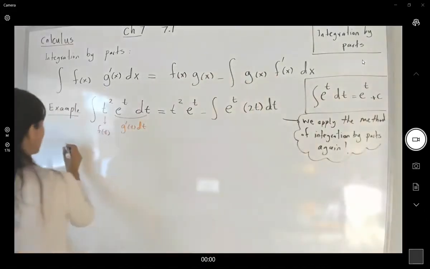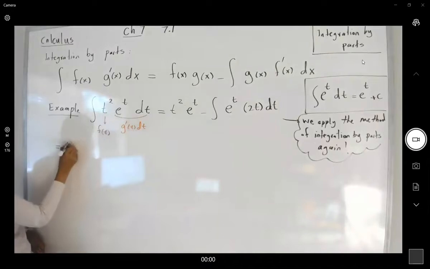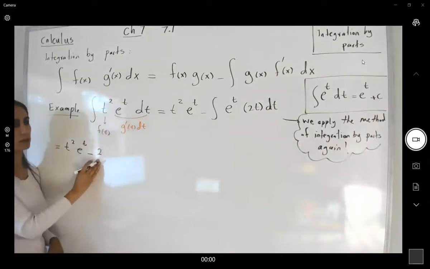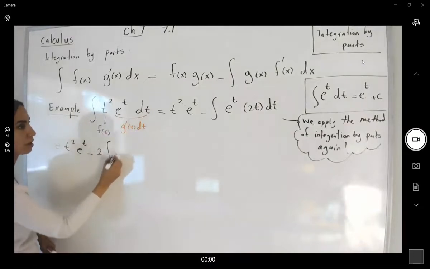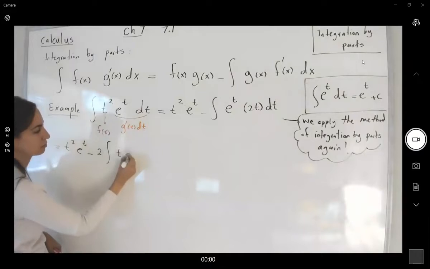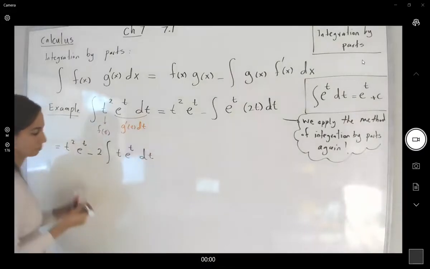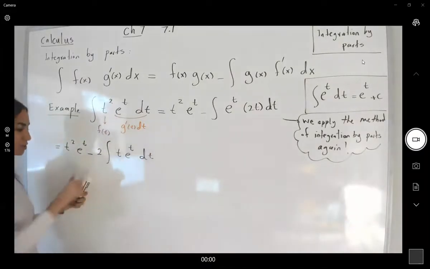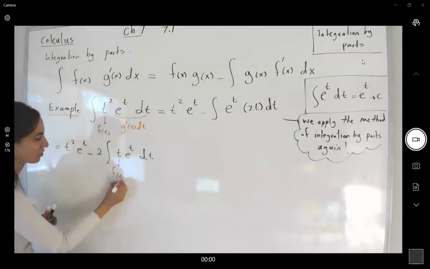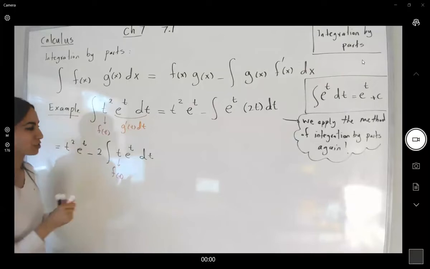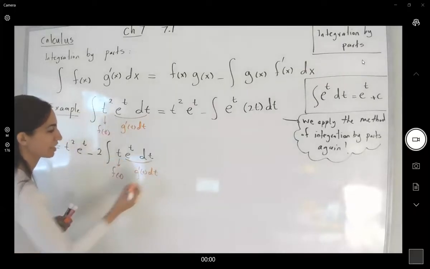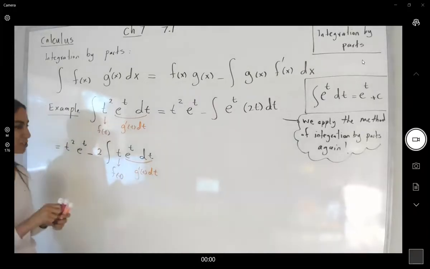So this guy is equal to t squared e^t minus 2. I'm going to write down 2 in front of the integral. It's just a scalar, it's just a number. 2 times the integral of e^t times t dt. Now again, take this guy as your f. Try to reduce the term that you have, f of t, and e^t dt is your g prime of t dt, and apply the integration by parts one more time.